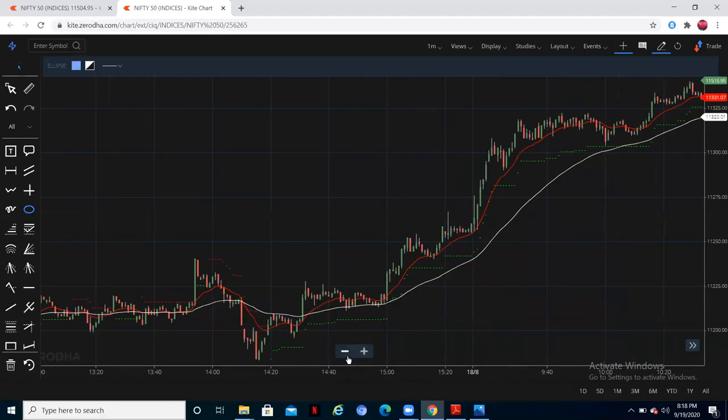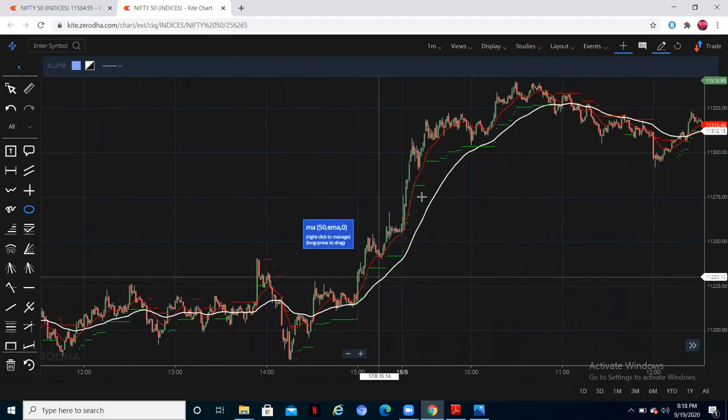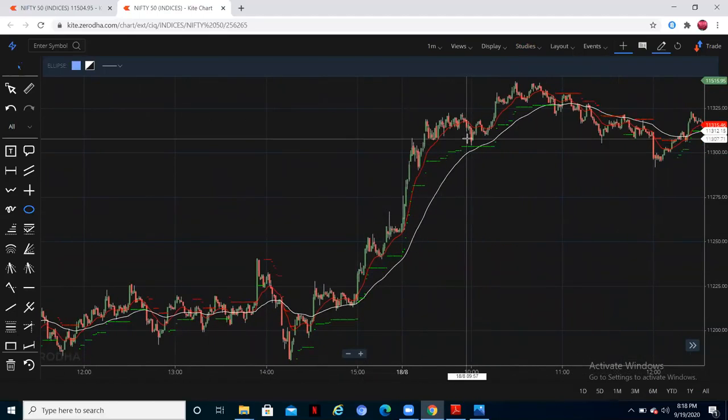So no changes to be made, only the default settings we are using. These are the three simple indicators which we are going to use, and we will be increasing the accuracy using a filter, using stock selection, and using these three indicators. So I've just applied them.